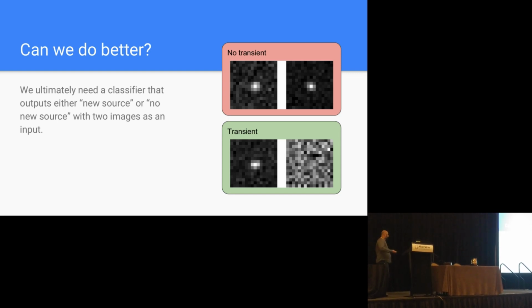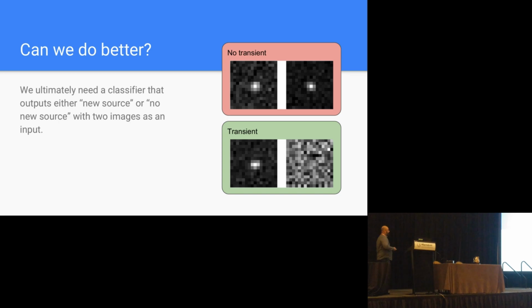We ultimately need a classifier that can distinguish between these two situations. You have a transient or not. If you don't have a transient, hopefully your source is going to appear in both the new image and the reference. When you have a transient, you expect to find a source in the new image, but nothing on the reference.